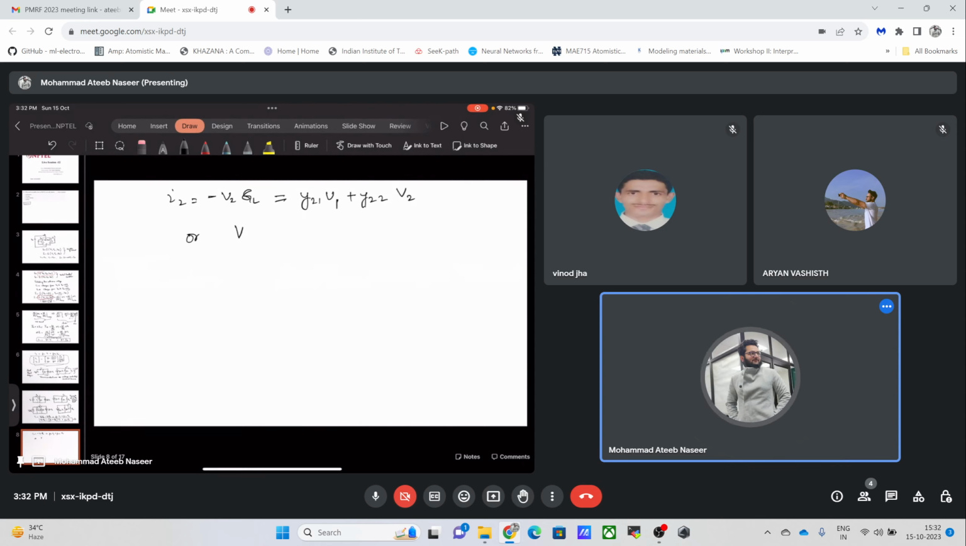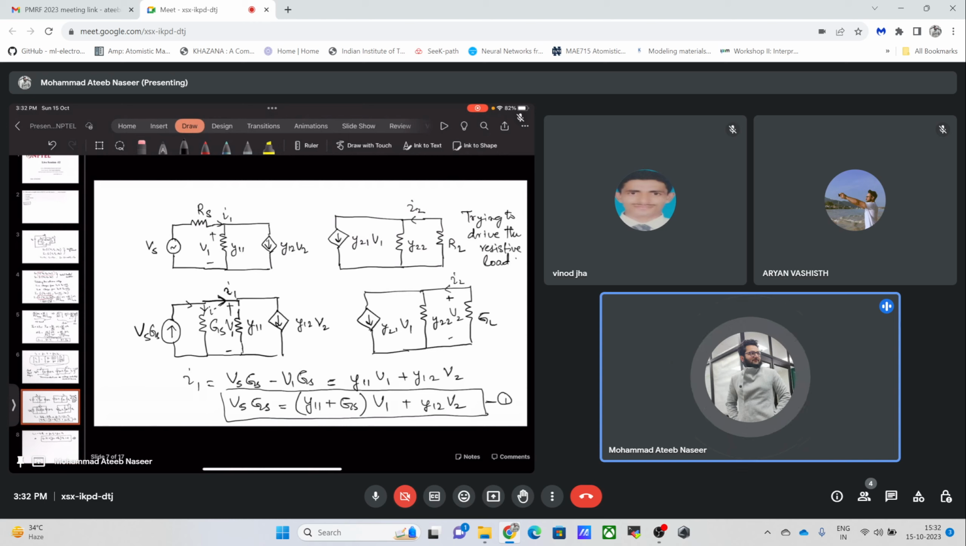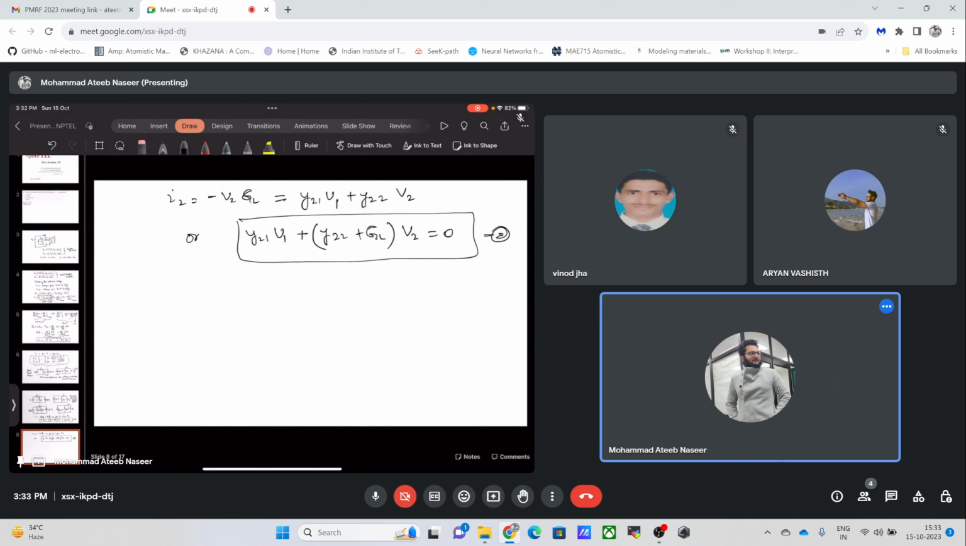We can write this expression as Y21 V1 plus (Y22 plus GL) times V2 is equal to 0. Okay, we have got two equations, both functions of V1 and V2. This was equation 1, a function of V1 and V2, and this equation 2 is also a function of V1 and V2. So let's use the matrix form.